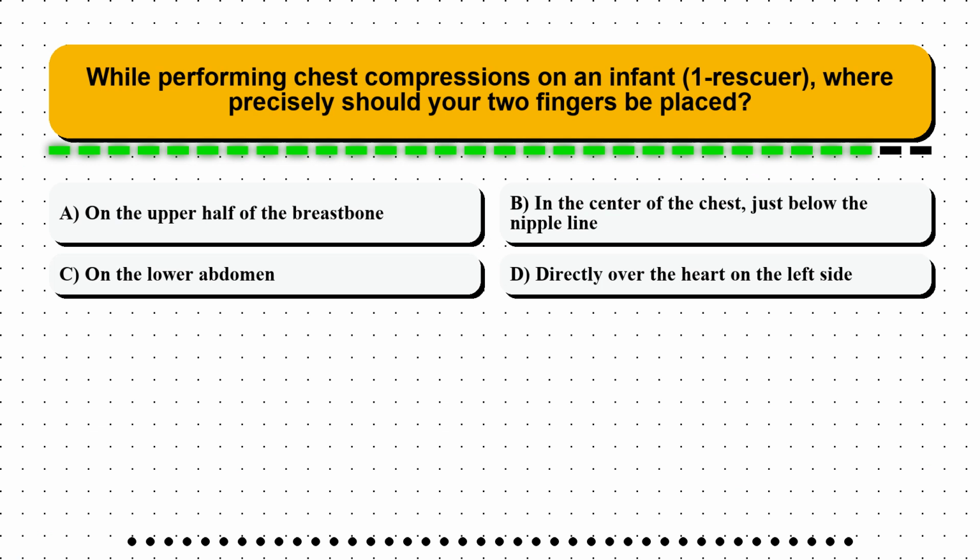Question 18. While performing chest compressions on an infant, one rescuer, where precisely should your two fingers be placed? Option A, on the upper half of the breastbone. Option B, in the center of the chest, just below the nipple line. Option C, on the lower abdomen. Option D, directly over the heart on the left side.